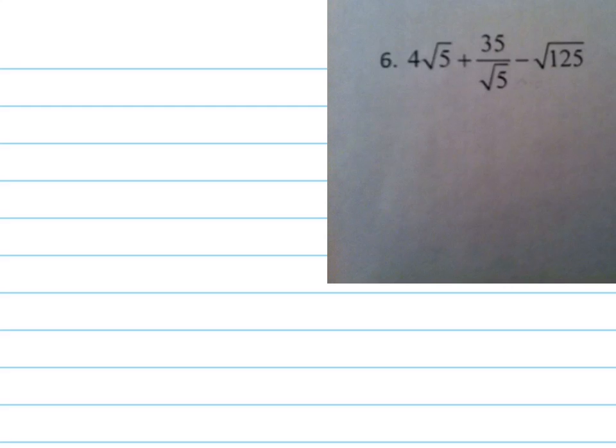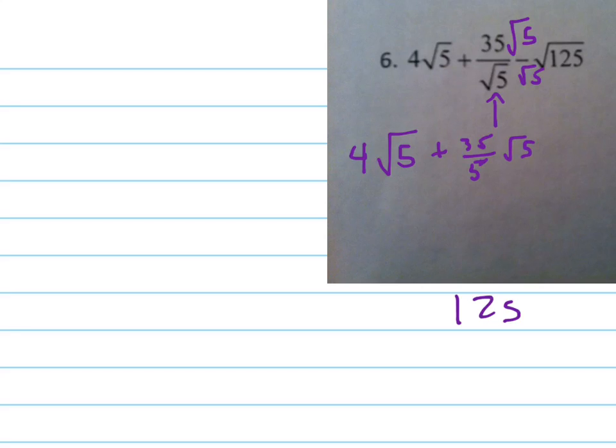Little different problem. So I've got a couple things I have to do. First of all, I have to rationalize the denominator. So I'm going to multiply this by root 5 over root 5. When I do that, let's just go ahead and write this. 4 root 5 comes down. Now I've got plus 35 over 5 root 5. That's going to simplify in just a second.